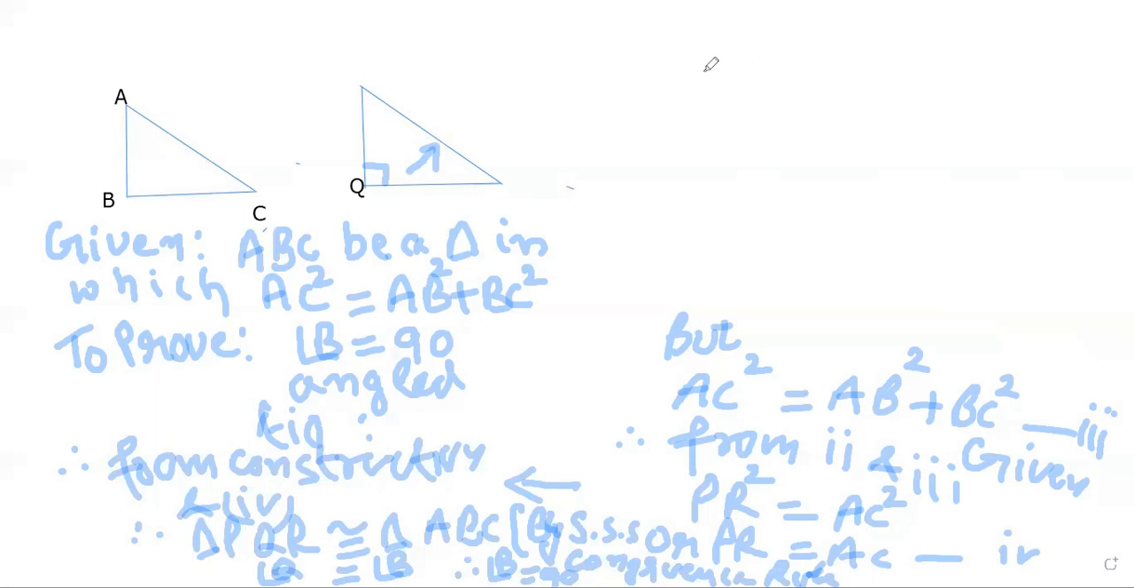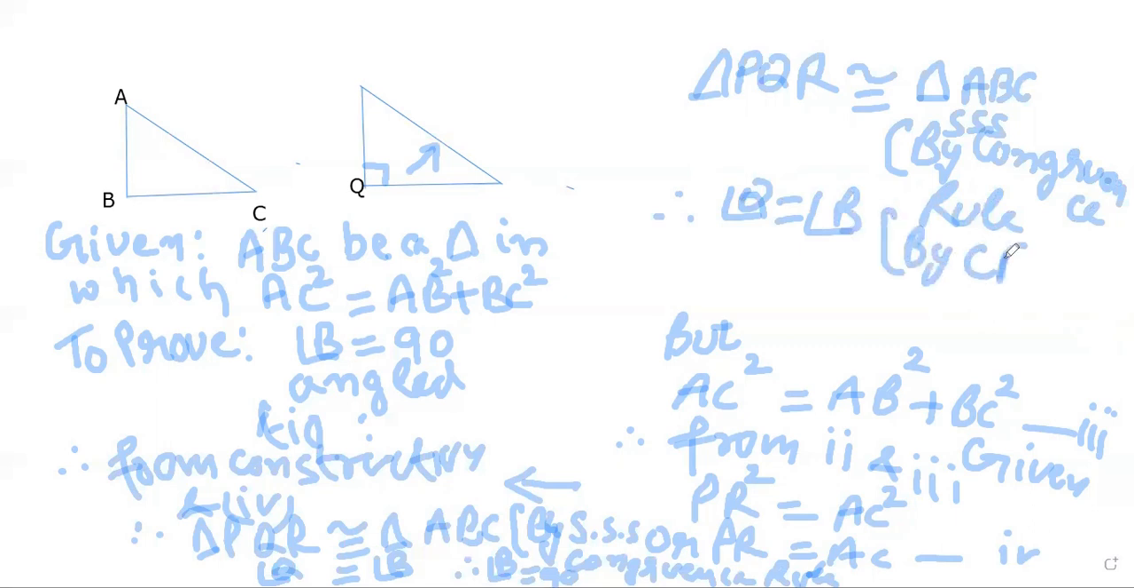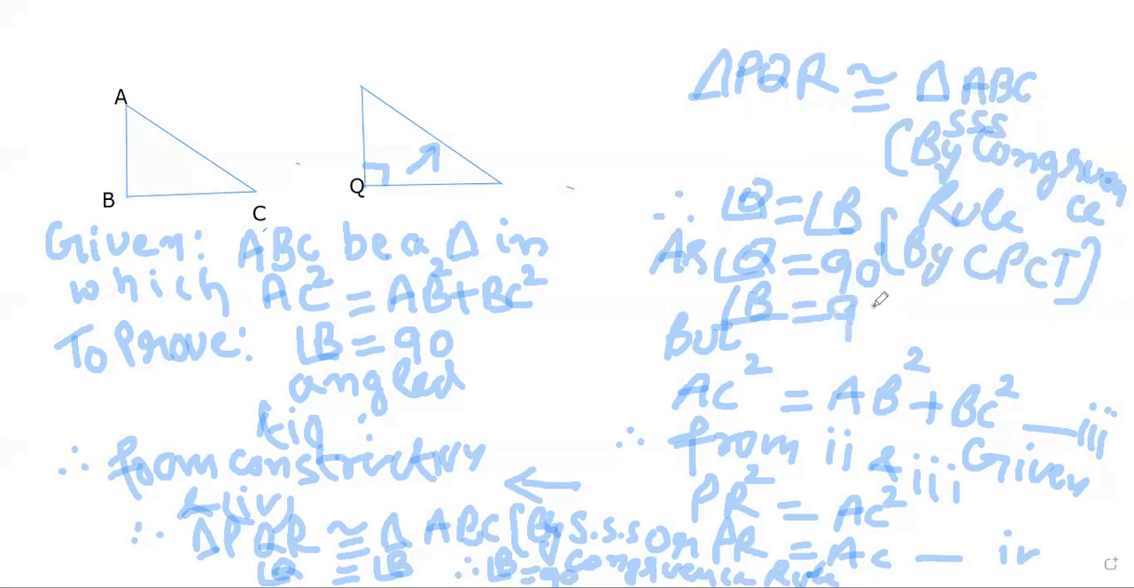We can do this step again. Here we see that triangle PQR becomes congruent to triangle ABC by SSS congruence rule. Therefore, angle Q is equal to angle B. This is by CPCT, that means the corresponding parts of the congruent triangles are always equal. As a result, as angle Q is equal to 90, therefore angle B becomes equal to 90 degrees. Hence proved.